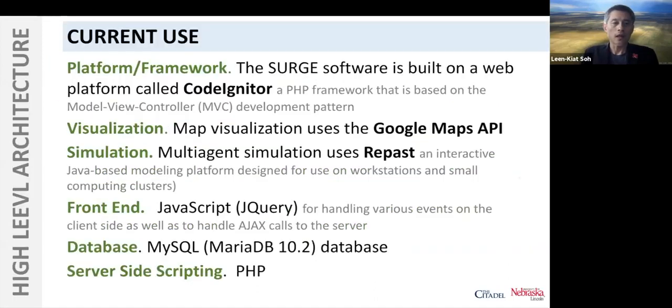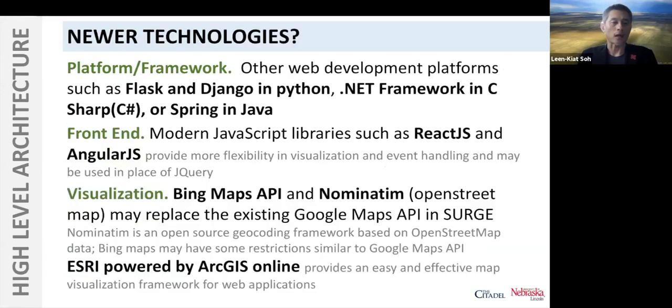Currently, these are the technologies that we use for the architecture. As you can see, the map visualization is based on Google Maps. The simulation is based on Repast. We have JavaScript for the front end, MySQL for the database backend, PHP for server-side scripting, and we have CodeIgniter for the platform. We are open to newer technologies. You can see here different JavaScript libraries, different map APIs, even the ArcGIS commercial product to visualize the maps.